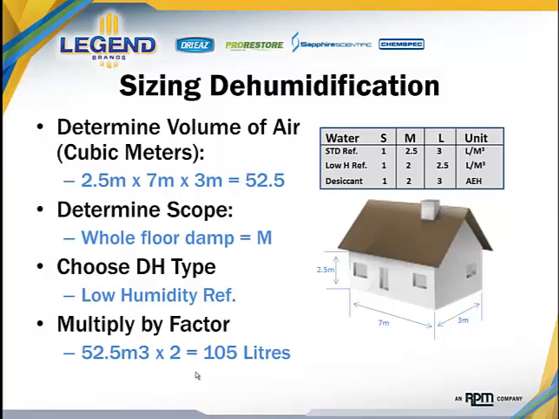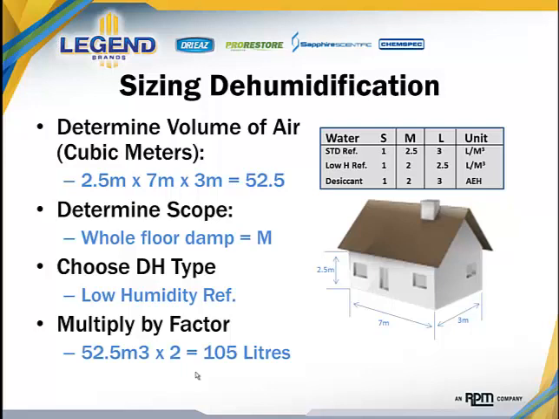Third, we would need to choose our dehumidification type. For the sake of this example, let's say that we've chosen to use a low humidity refrigerant dehumidifier. Calculating for dehumidifier sizing would then follow this logic. We would multiply for our cubic meters, 52.5, then use the scope and the dehumidifier type on this table to determine a factor. This factor represents the liters per cubic meter required for dehumidification within the space. For a medium scope and a low humidity refrigerant, that factor is 2.